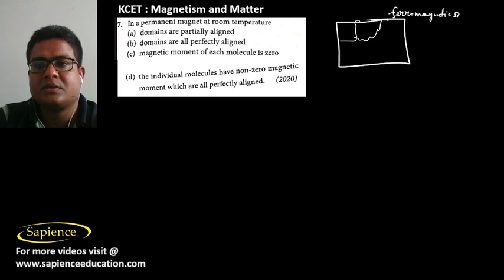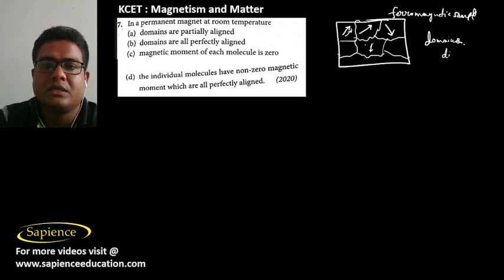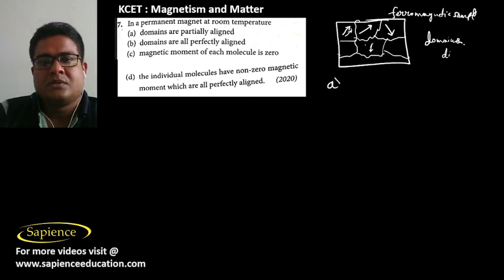In a ferromagnetic sample, some regions are formed in the magnetic sample where most of the molecular magnets are aligned in a particular direction. So it means that some net magnetic moment is there even in the absence of a field in these regions. So these regions are called the domains. All the molecular magnets are not aligned in the same direction in these domains. Most of the magnets are aligned in a particular direction. So the domains are not perfectly aligned, they are partially aligned. Option A is the correct answer.